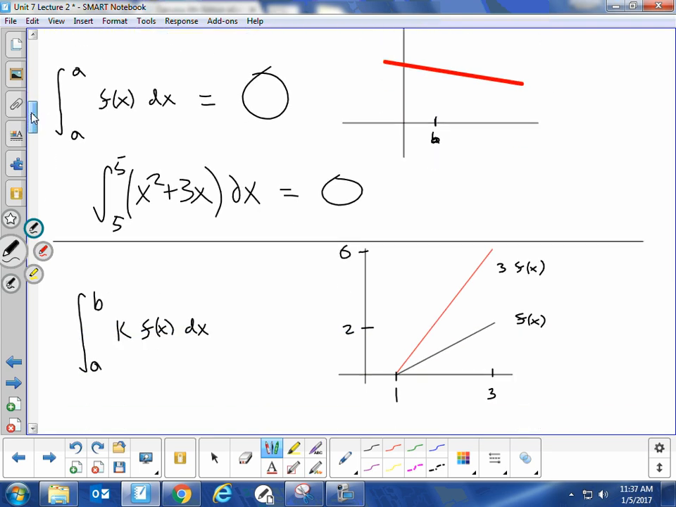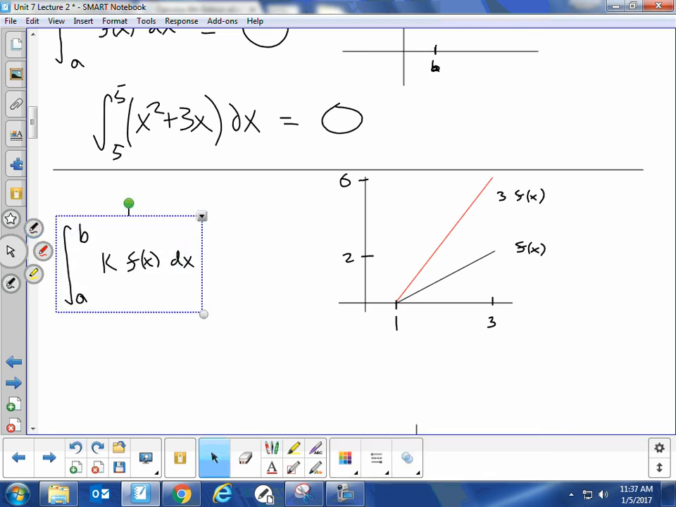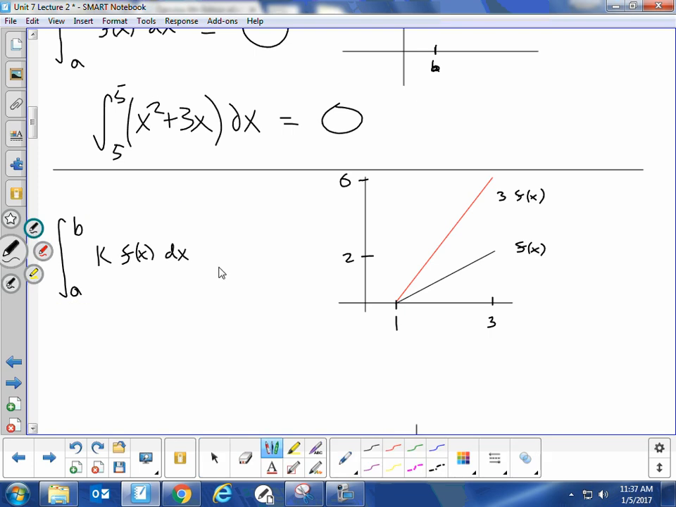Okay, the third one. I'm just going to give you the property right now, and then I'll just make sure you understand it. If you have a constant next to a function, you are allowed to pull the constant out and multiply the constant by the area under the function. Constants may be pulled out.